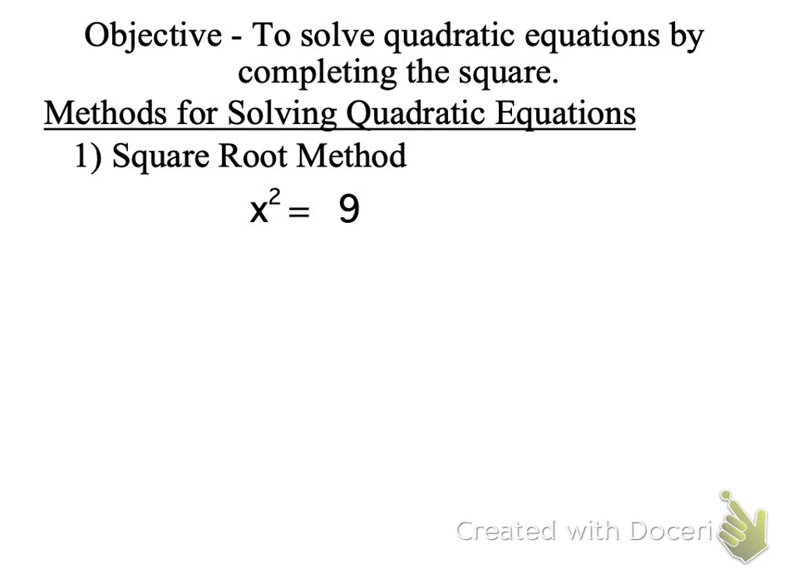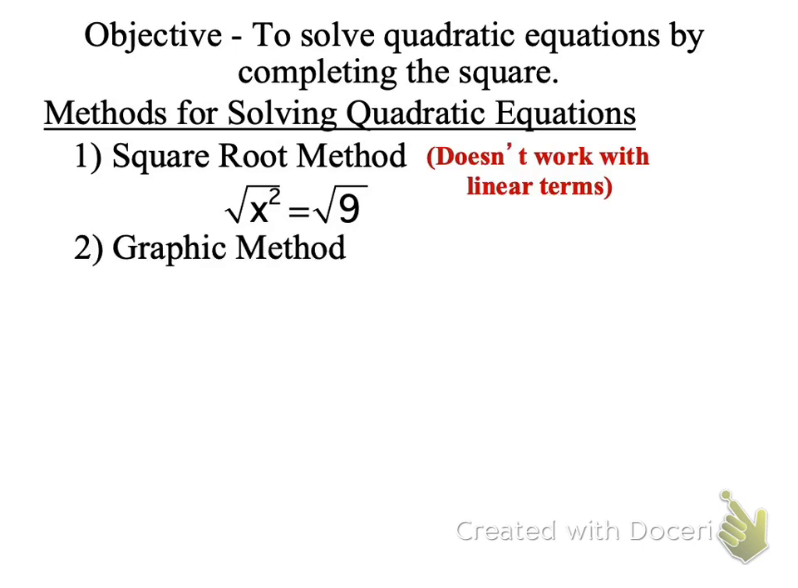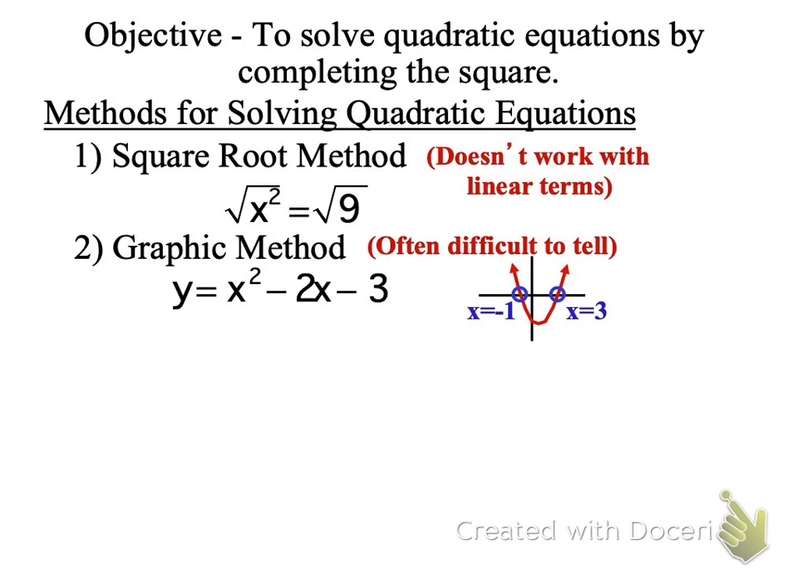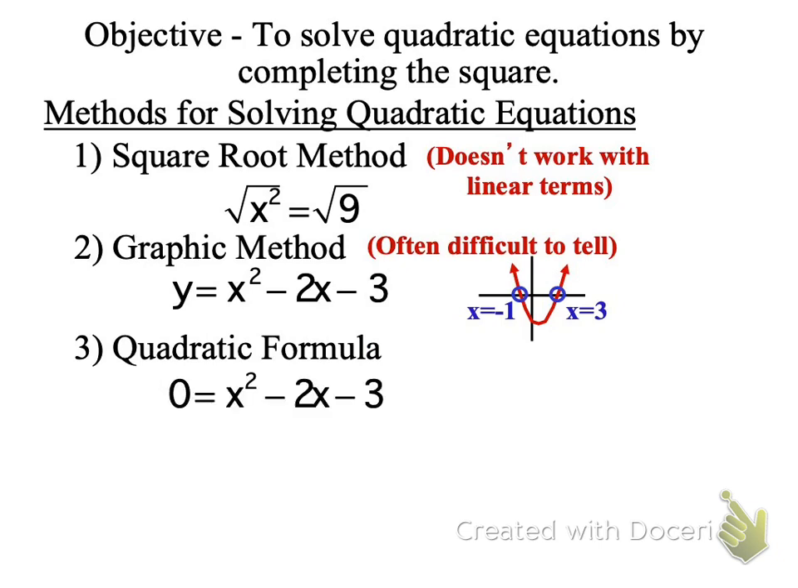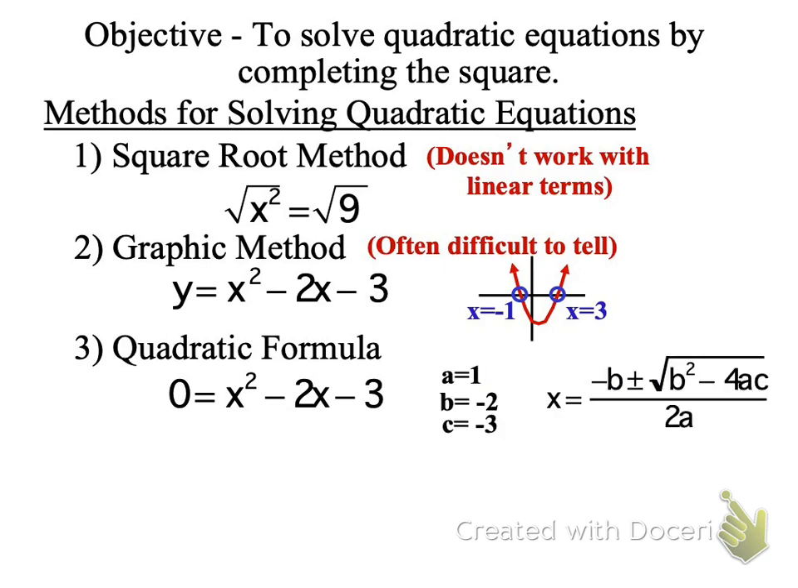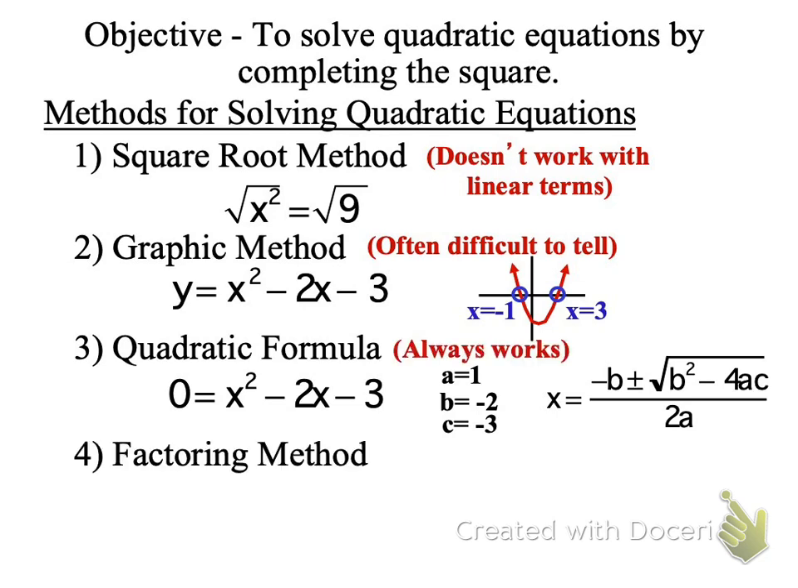So there are a number of different ways to solve a quadratic. The first was the square root method. It wouldn't work with a linear term, okay? Graphing method sometimes works, but sometimes it's hard to tell when you're in between the boxes. Our quadratic formula always works. Easiest method. Figure out your A, B, and C and plug it into a formula. Always works. Factoring method works a lot of the time, but not every time. Everything's not factorable.